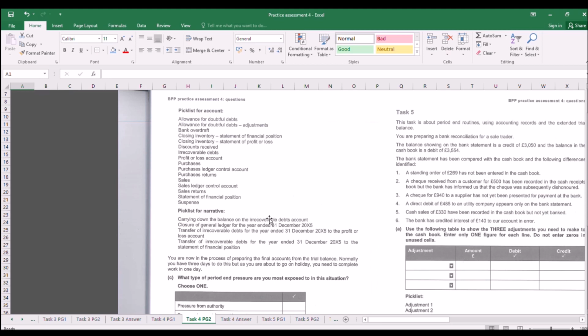No, it's an item of expenditure for the financial period. Therefore, there would be no carry down. You carry down assets and liabilities. Closure of the general ledger, not really. Transfer irrecoverable debts for the year ended 31st December to the profit and loss account. Oh, it's that one. Transfer irrecoverable debts to the statement of financial position. Oh, right, now that's quite nasty, isn't it?